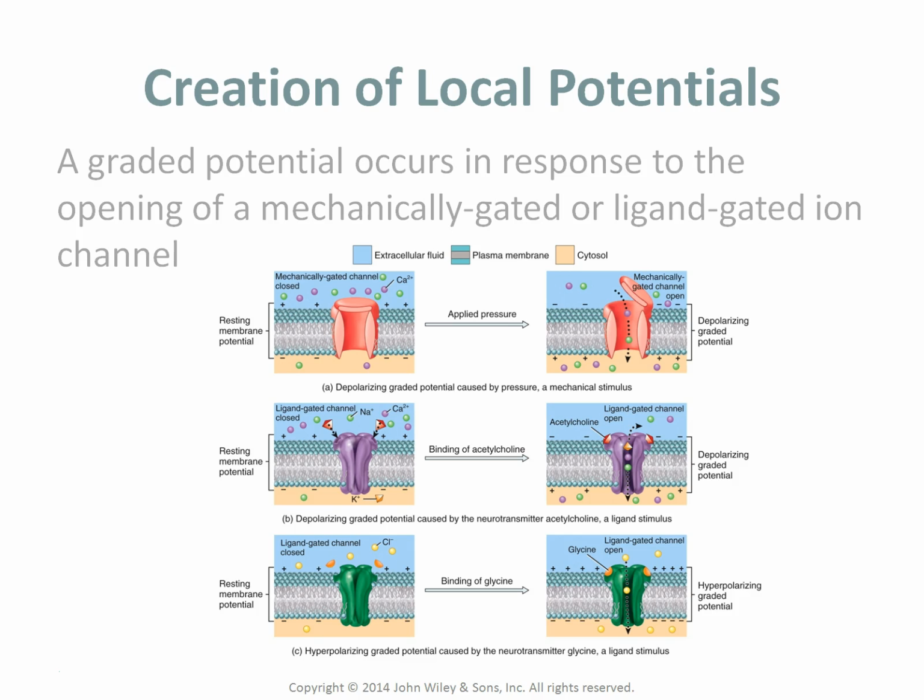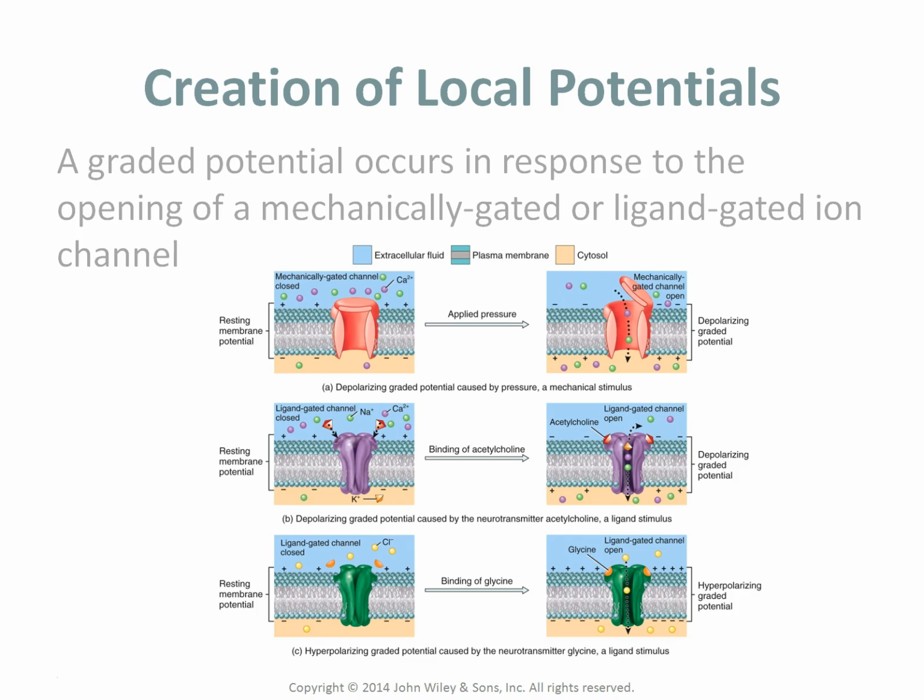A graded potential occurs in response to the opening of a mechanically gated or ligand-gated ion channel. When these ion channels open, they let in sodium or calcium, or they can let out potassium or let chloride in. So a number of different ions can flow different directions through these channels.